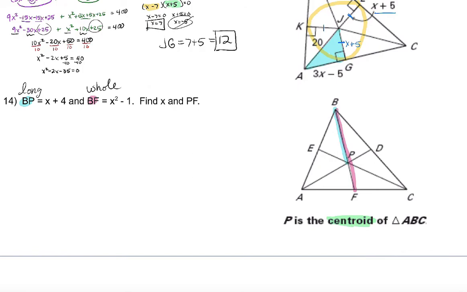And we learned in class that when you have medians, the long part equals 2/3 of the whole thing. And so we can write an equation replacing where the word long is with x plus 4 and replacing where the word whole is with x squared minus 1. So the long part of the median, x plus 4, equals 2/3. The whole thing is x squared minus 1.